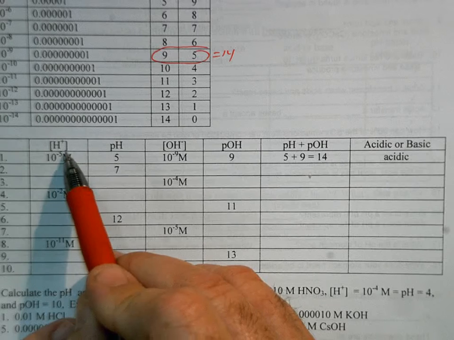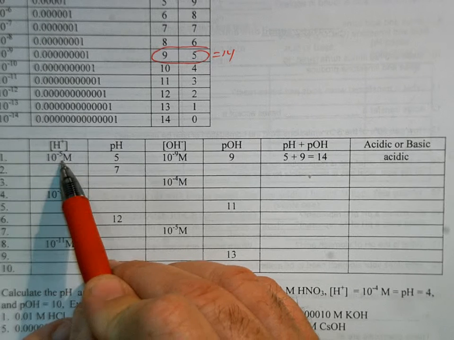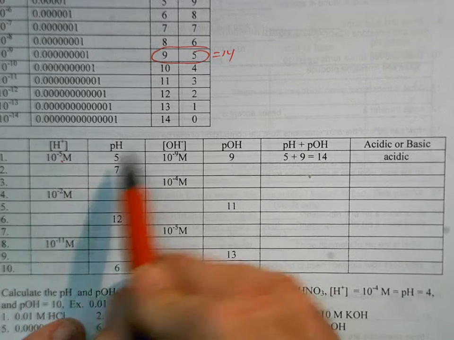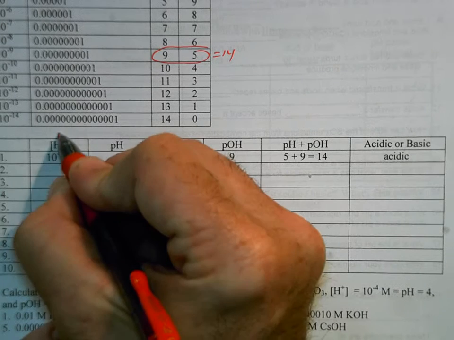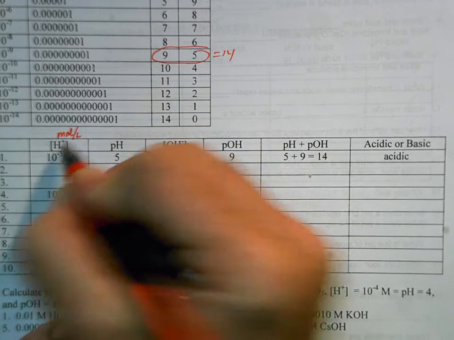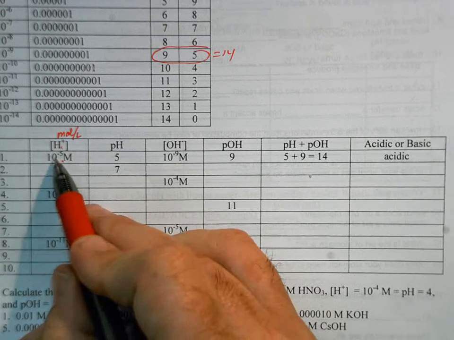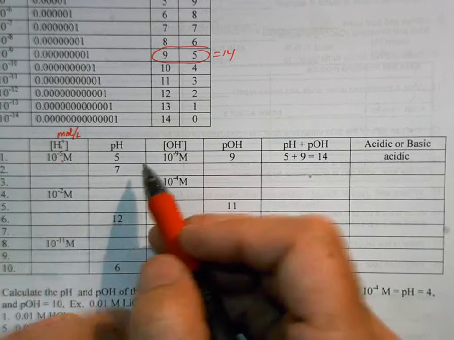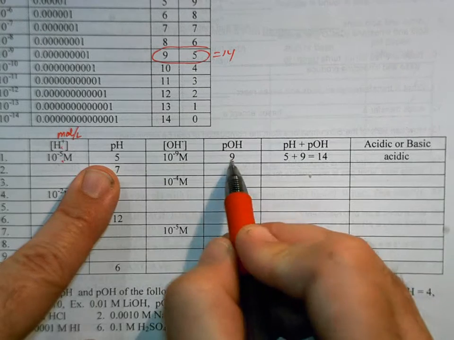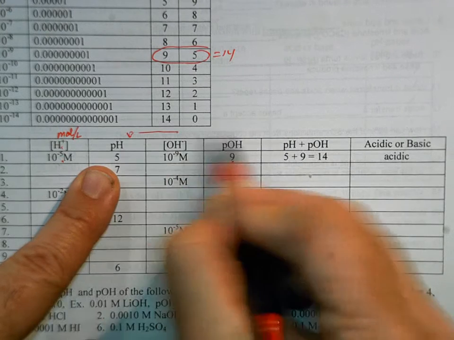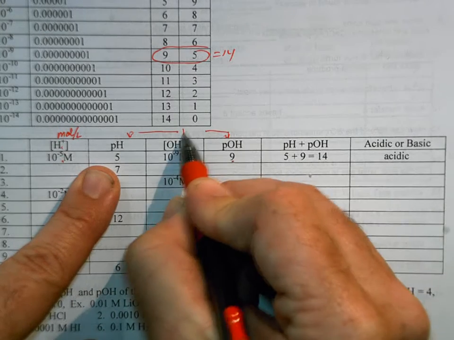It gives you a hydrogen ion concentration, and it'll give you a number like this. If that's 10 to the minus 5, remember, this is moles per liter. If you take the log of this and change the sign, you get 5. And what's kind of cool is that 5 plus 9 will equal 14, because this column and this column will always add up to 14.